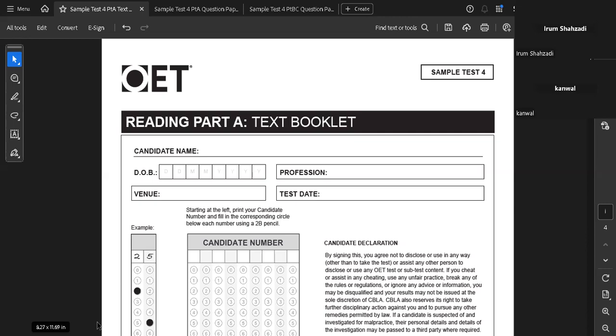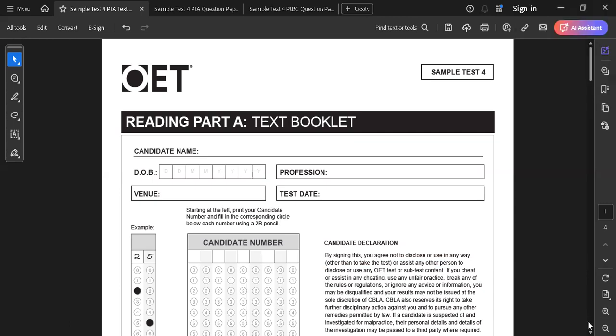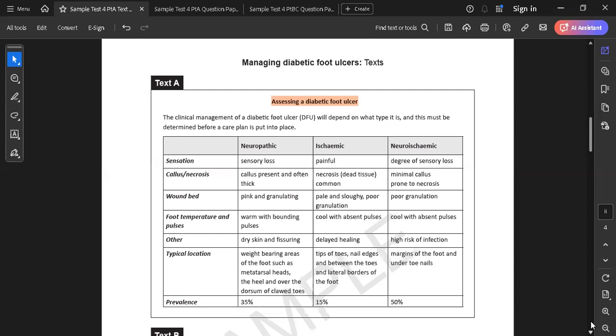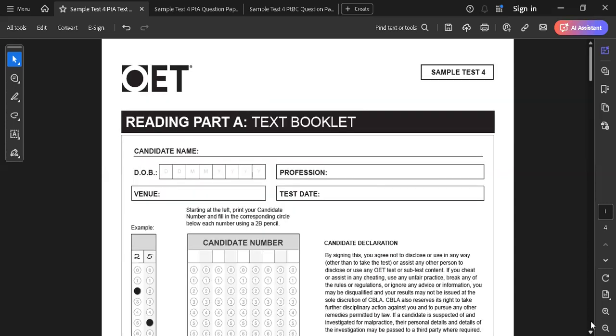Okay. So when you know what you did wrong, you can perform better in the next test. This is the test I gave you. Let us first talk about Part A, where I gave you this test 4.